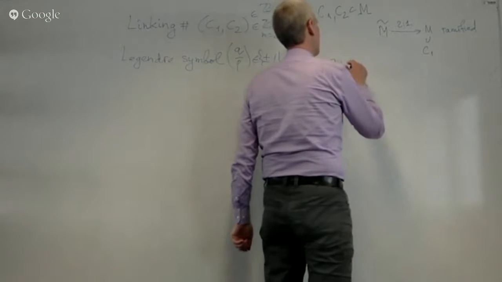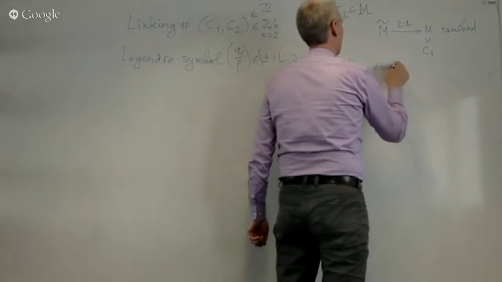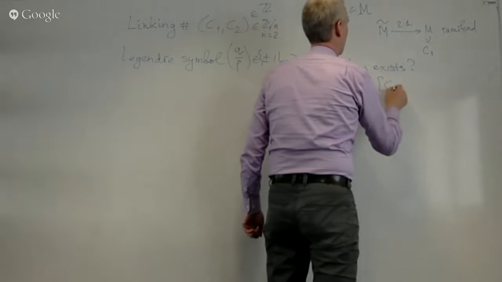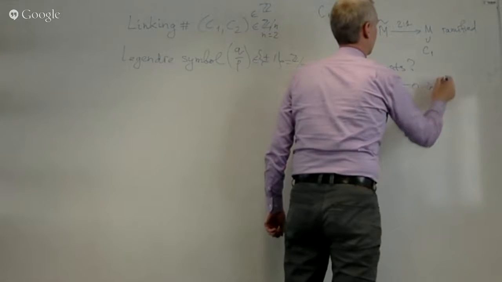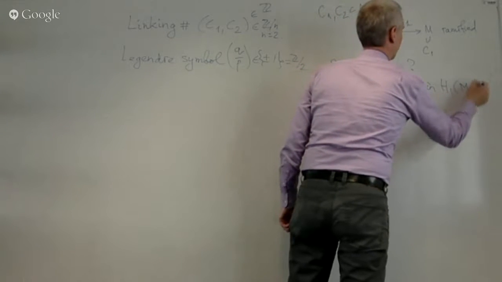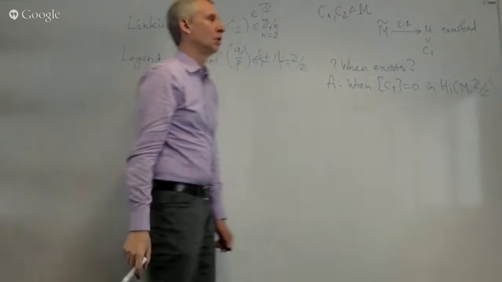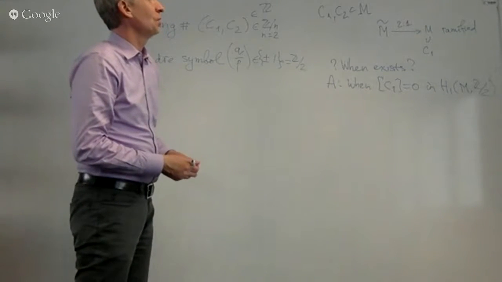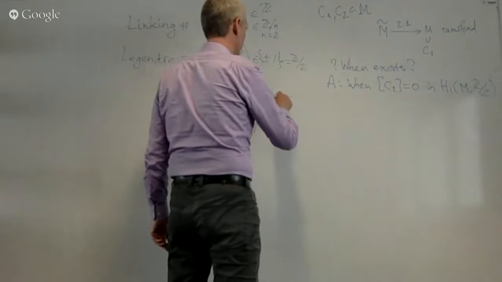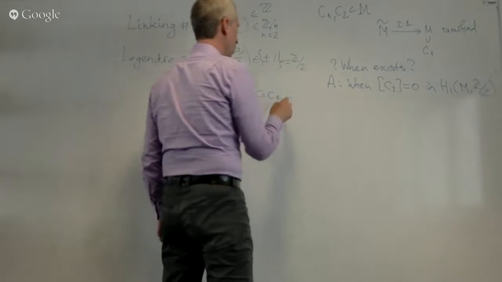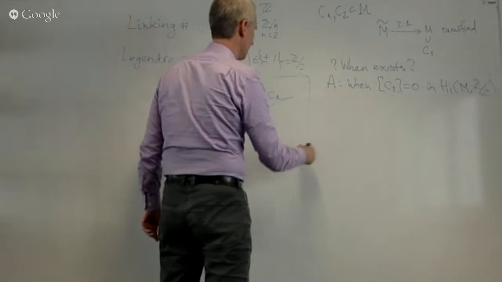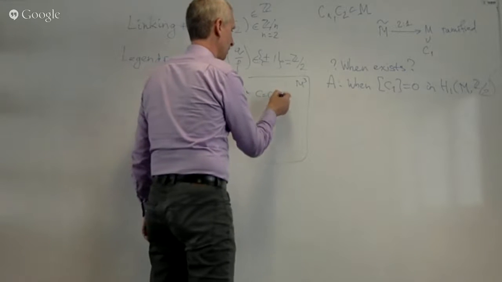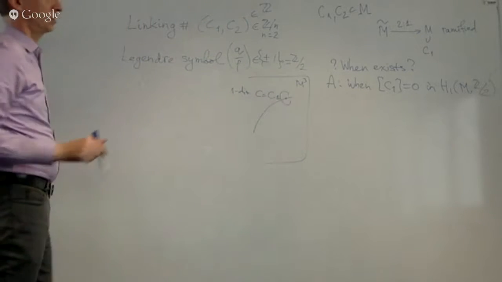So the question is, when does it exist? The answer: when the class of C1 equals 0 in H1 of M with Z mod 2 coefficients. Okay, let's try to understand this. Consider the following model situation. Suppose you have a circle C, which is C1. It's a codimension 2 object in M3. It is one-dimensional, so the transversal direction is two-dimensional.